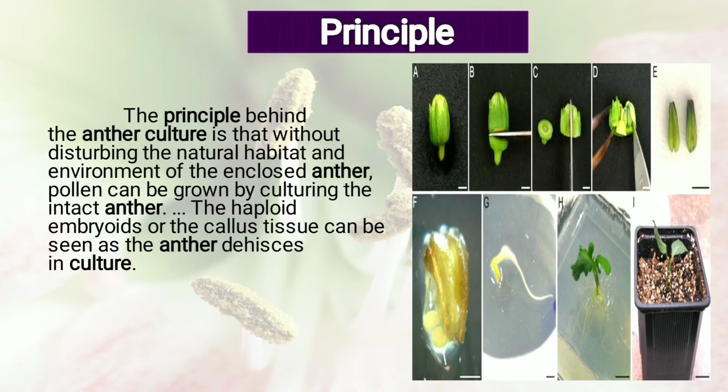The principle behind anther culture is that, without disturbing the natural habitat, the environment of the enclosed anther pollen can be maintained by culturing the intact anther. The haploid embryos or callus tissue can be seen after anther dehiscence in the cultures. This is the principle of anther culture.